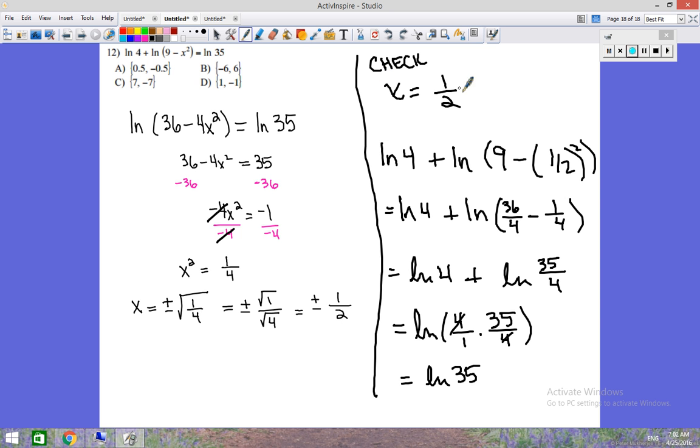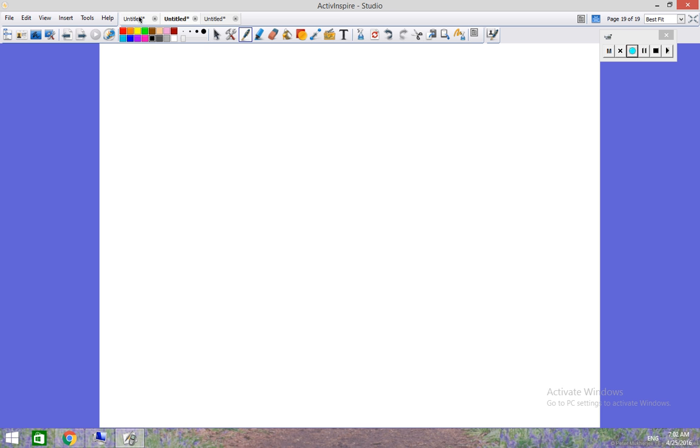And 1/2 as a decimal is 0.5, so we see that plus or minus 1/2 is the same as writing plus or minus 0.5. And like I say, that's negative 0.5 or positive 0.5. And that's choice A. Alright. Let's take a look at number 13.